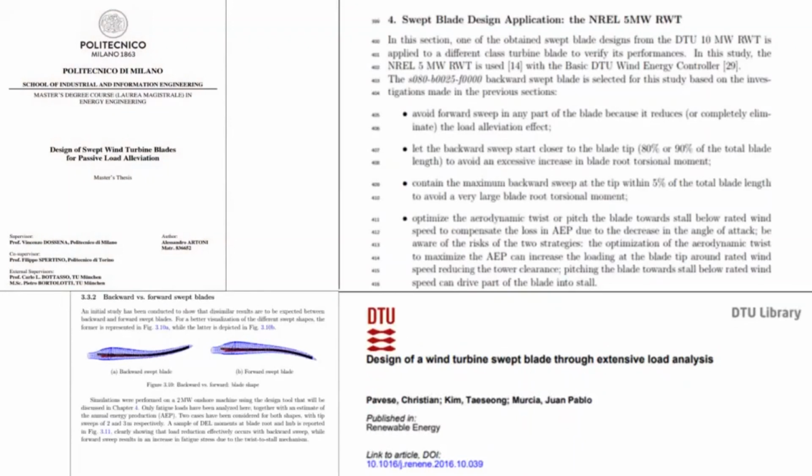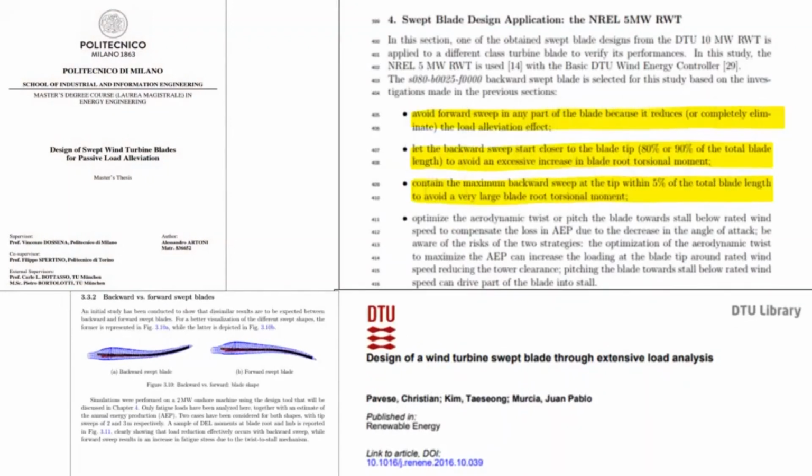After consulting various research papers, we found that a backward sweep starting at 80% to 90% of the total blade length and restricted to 5% of the blade length at the tip avoids an excessive increase in blade root torsional moments.